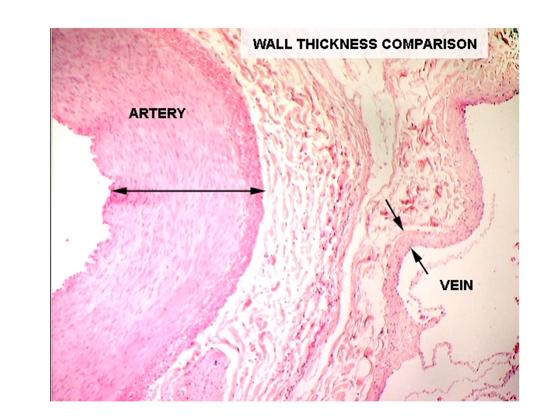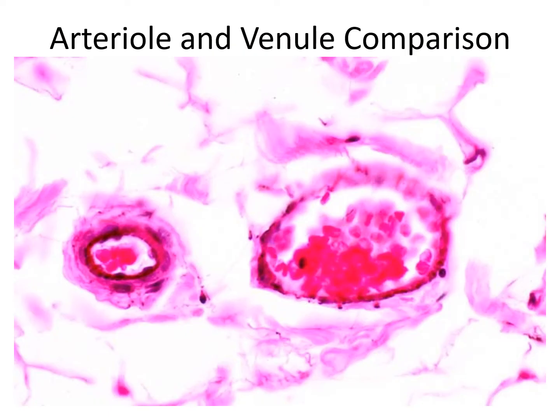Another view of a large artery, thick muscular wall here. Notice there aren't any elastic fibers here. Okay, the vein has a much thinner wall. And by comparison, you've got an arteriole and a venule here. Notice they're much smaller in diameter. That's because they are simply smaller versions of arteries and veins.